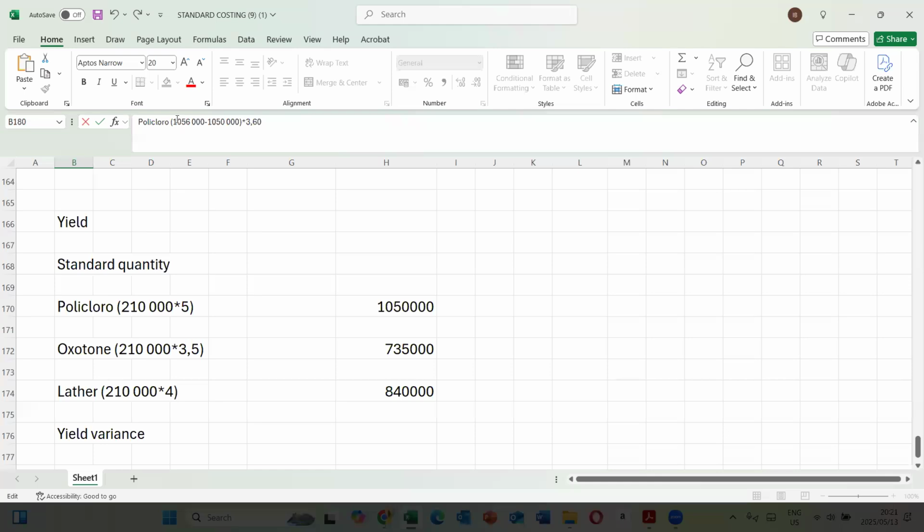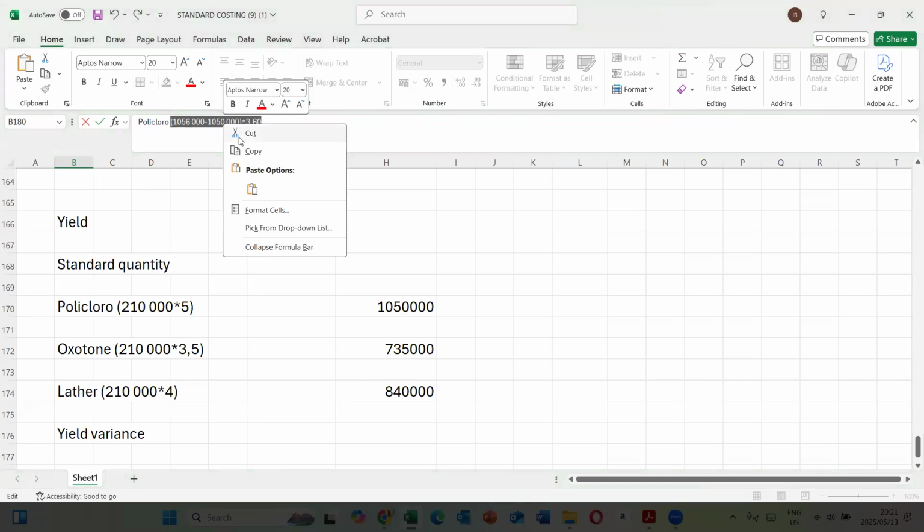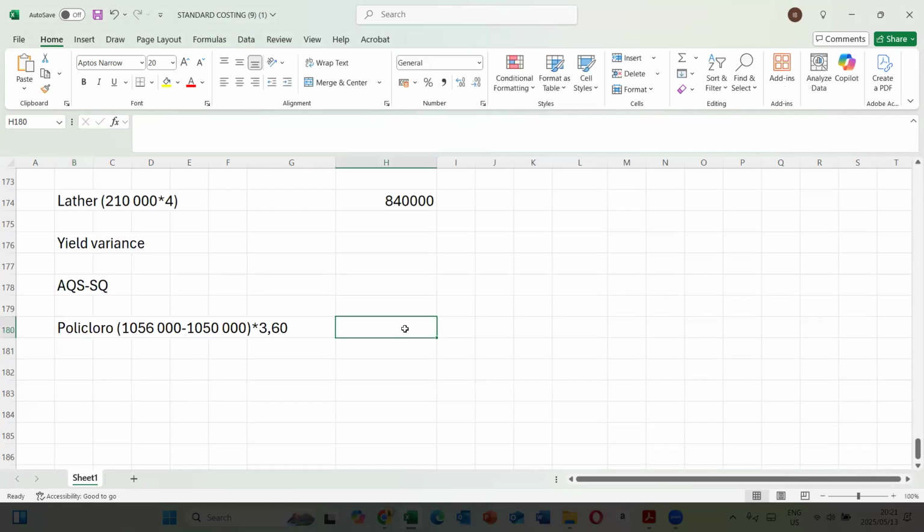So is it favorable or adverse? In regards to this, what do we have? We should have used 1,050, then we used 1,056. Favorable or adverse? Adverse, right?